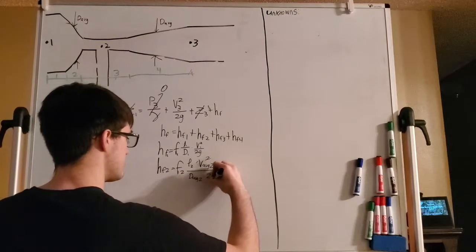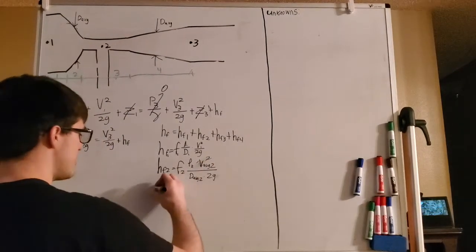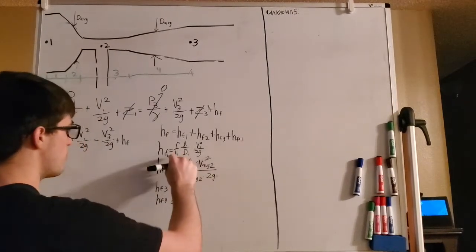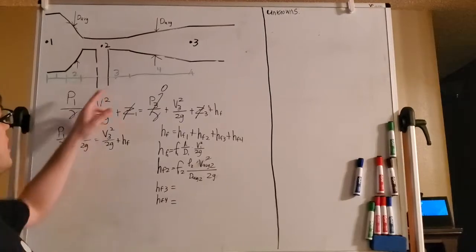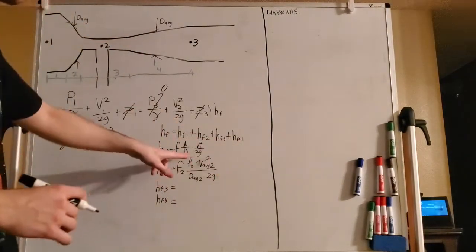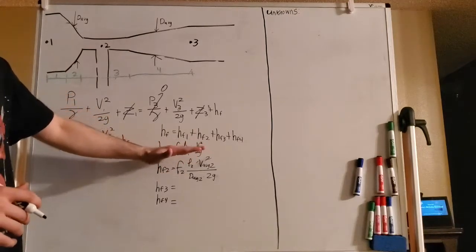2 times 2g. Then HF3 and HF4 look very similar to 1 and 2 respectively. For HF3, we don't have an expansion or contraction. It is a constant diameter, so we can just solve it using how we normally solve a Darcy-Weisbach equation.